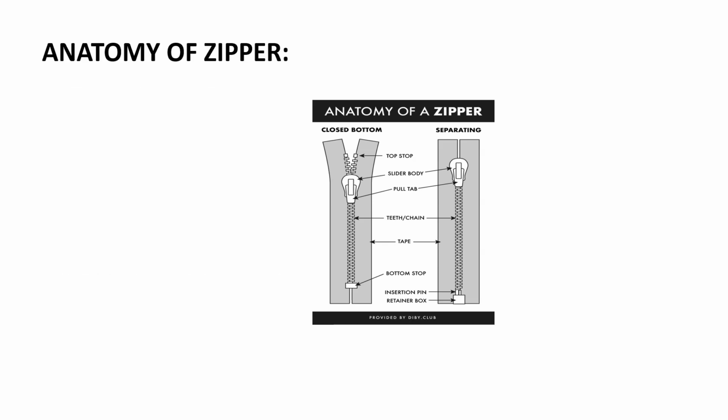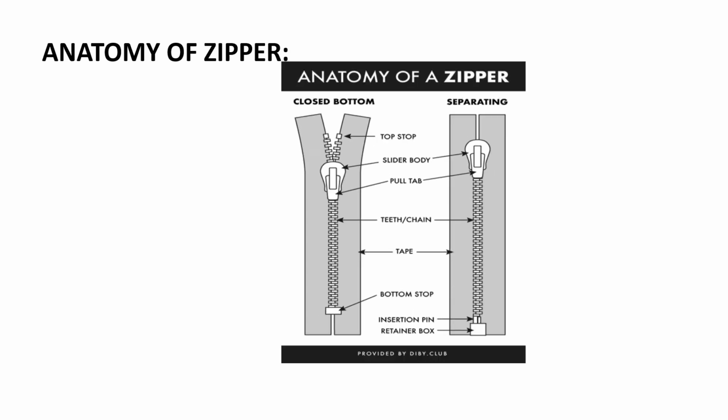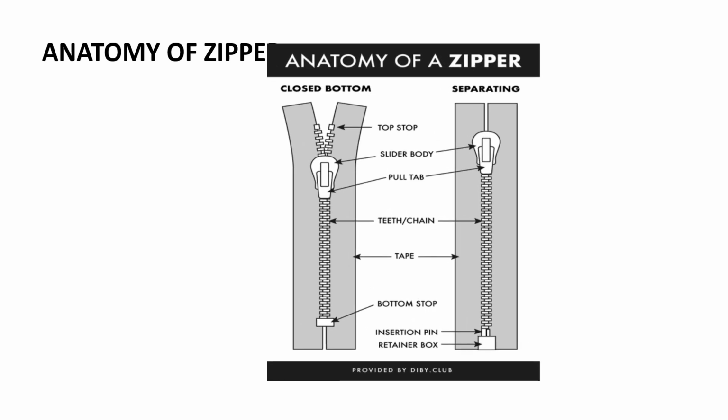Let us see, students, what we mean by this zipper, what are the different points we have to inspect in the zipper, and what quality of the zipper is expected. As we see, two types of zippers have been shown here in the figure. One is called the closed bottom and another is called the separating type. These are the two major types of zippers available in industrial applications. And there is the top stop and the slider body. Those things have been shown here.